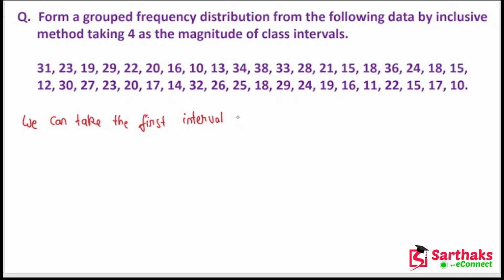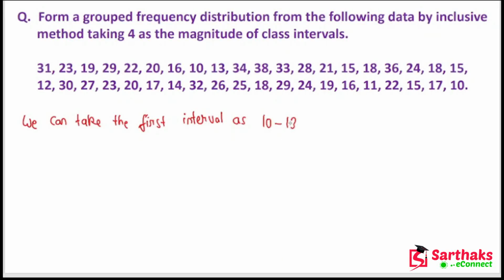Now you can clearly see if you start from 10, the size is 4, and if you are choosing the inclusive method, then 10, 11, 12, 13, so your interval should be 10 to 13, then from 14 to 17. In this way, you should always check that your maximum value, in this case 38, comes in the last interval. That should be your class size, because 10, 11, 12, 13, all 4 numbers are included. That is why it is the inclusive method.